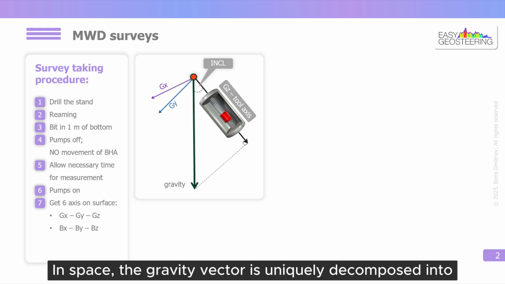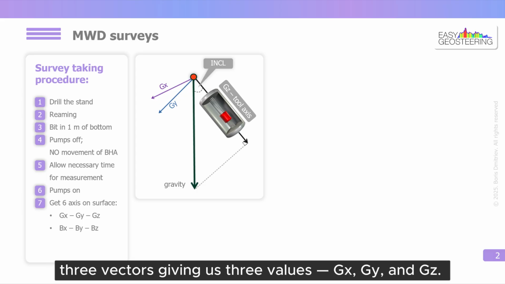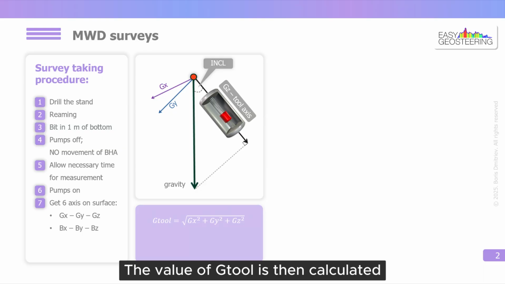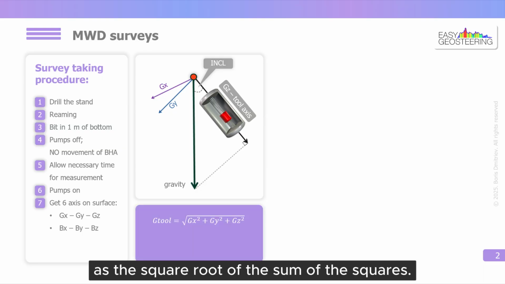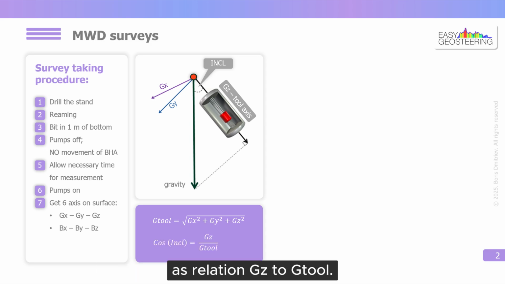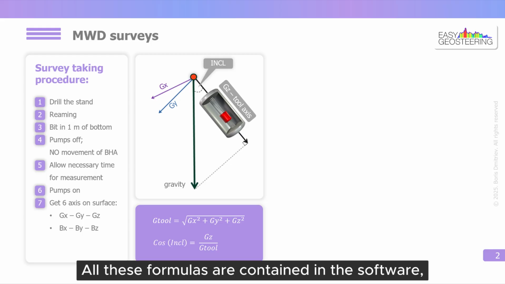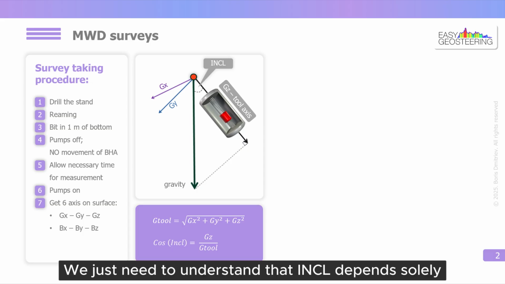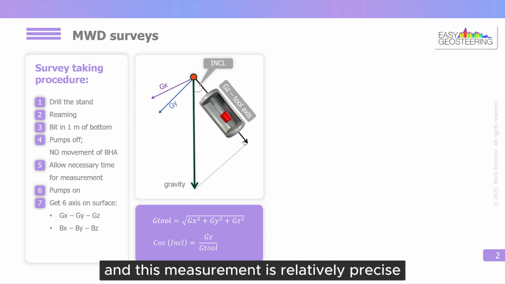In space, the gravity vector is uniquely decomposed into 3 vectors, giving us 3 values, Gx, Gy, and Gz. The value of G total is then calculated as the square root of the sum of the squares. After that, we can calculate the cosine of inclination as the ratio of Gz to G total. All these formulas are contained in the software, and all calculations are performed automatically. We just need to understand that inclination depends solely on the 3 accelerometer vectors, and this measurement is relatively precise, since only one correction may be applied, such as SAG, correction for tool bending.